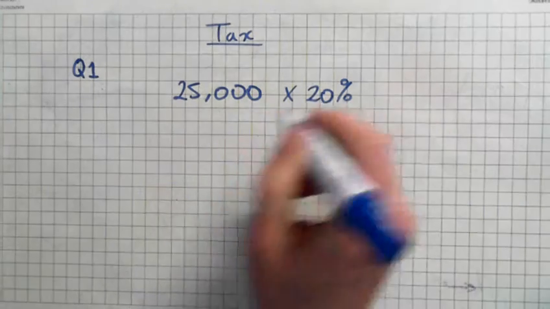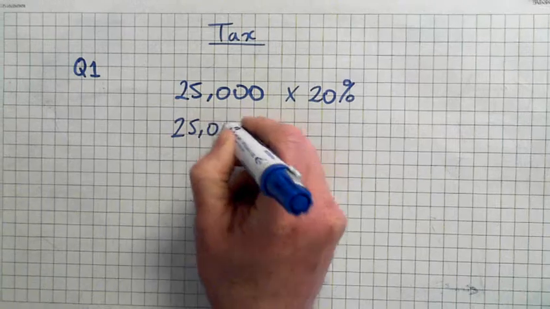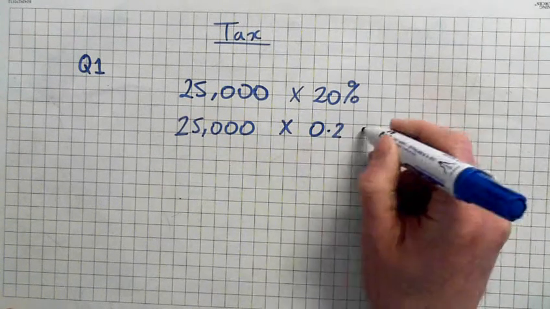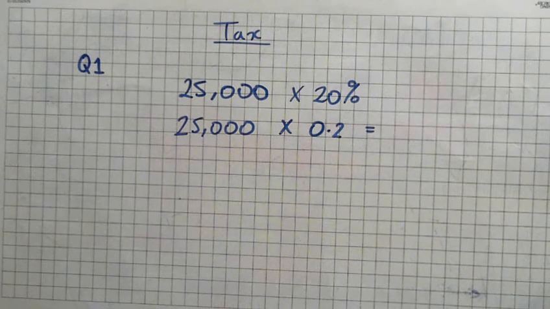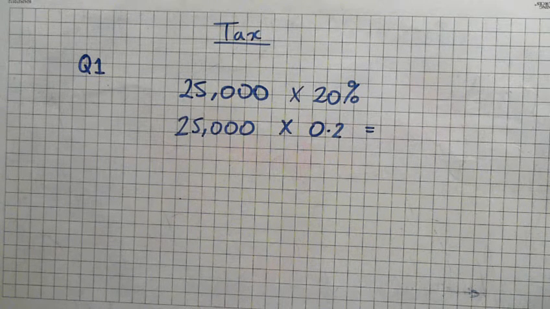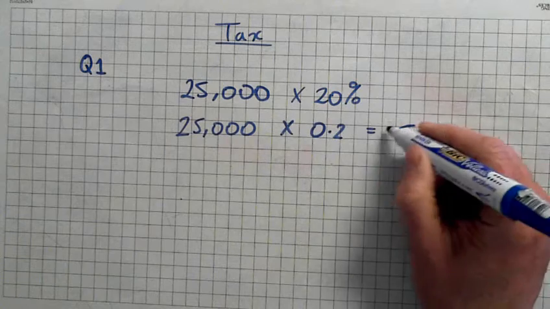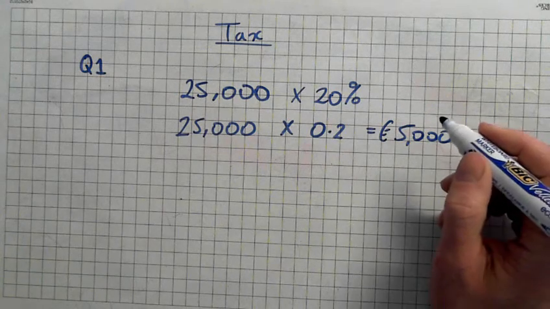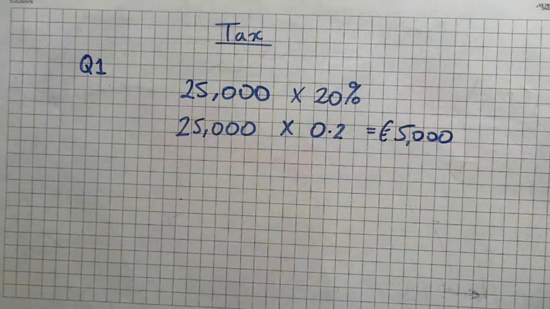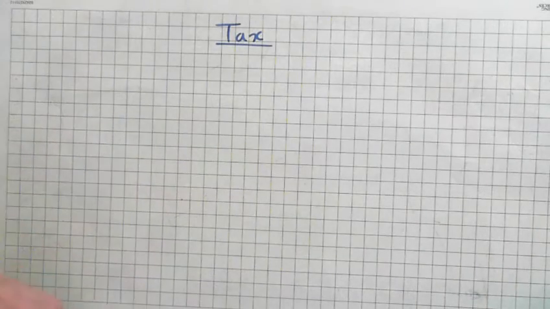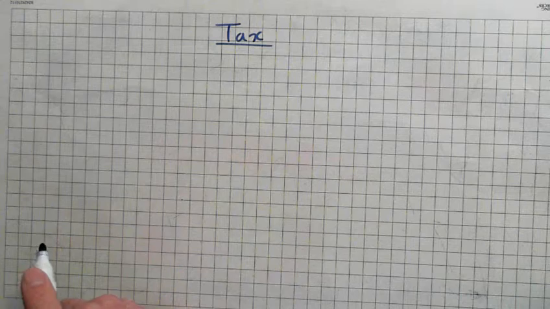Or you can multiply it by what? 0.2. Or you can multiply it by a fifth. So 25,000 times 0.2. Alright, so 5,000 in tax, assuming that he doesn't pay any tax credits. Alright, that's question number 1. We'll look at question 2.